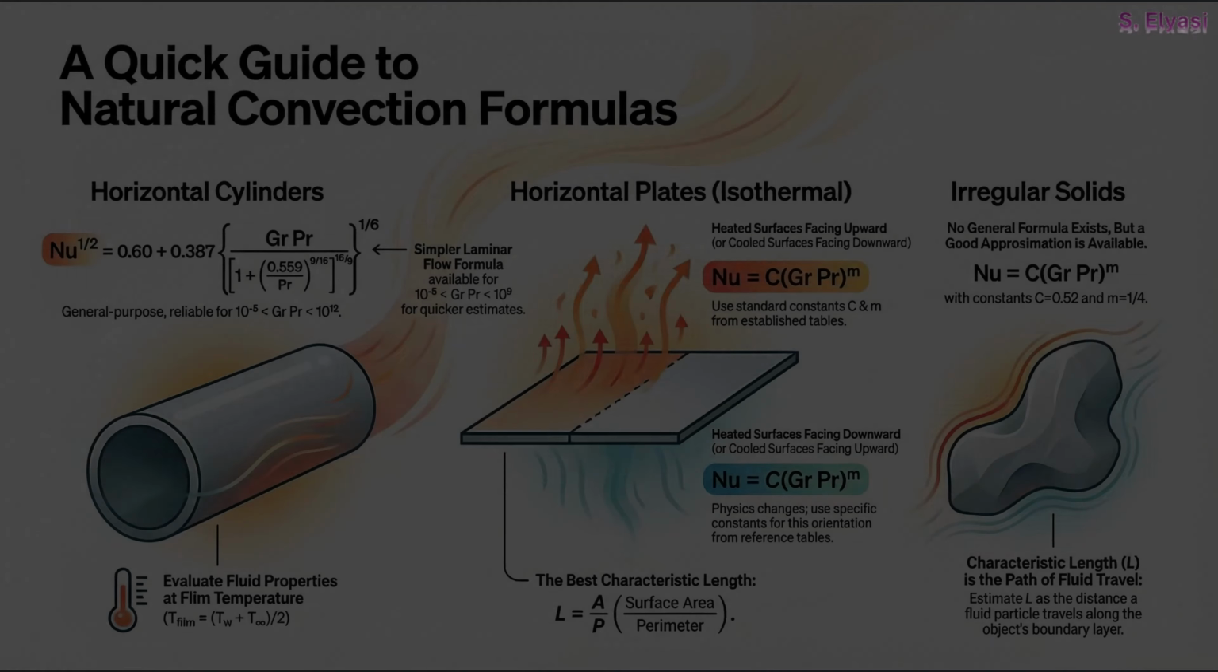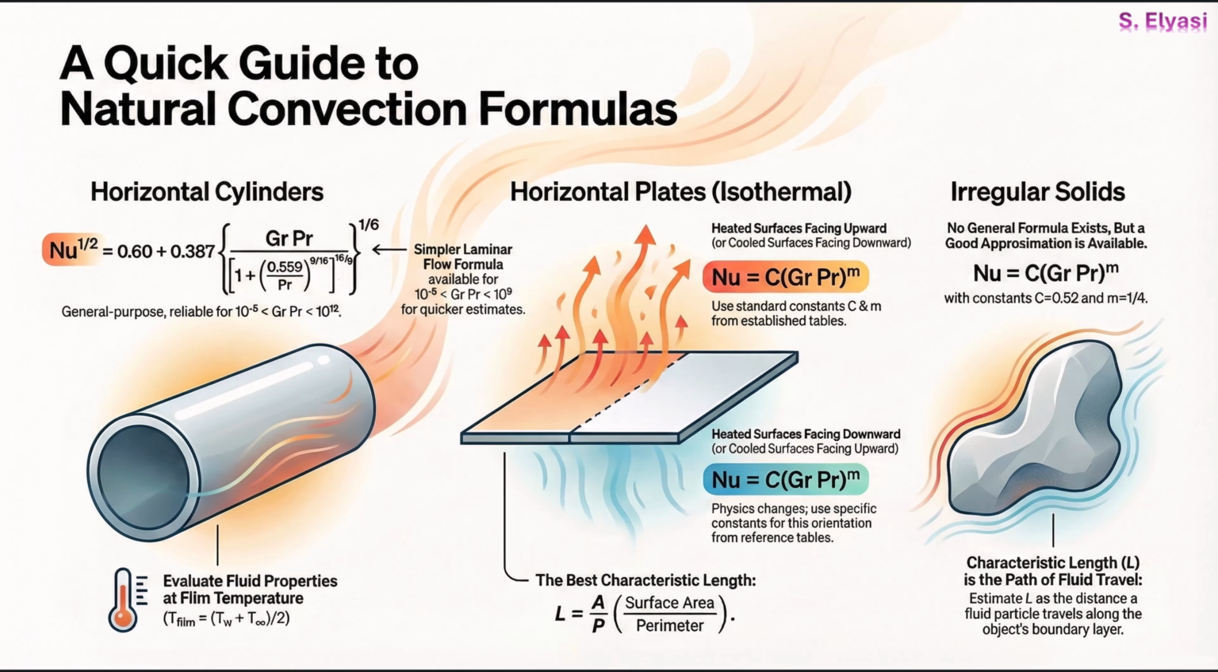All right, so these correlations are basically your go-to guides for modeling natural convection, heat transfer driven by density differences. And it all comes down to the object's shape. We're going to look at the formulas based on geometry and two critical inputs you've got to get right. It's all about the link between the Nusselt, Grashof, and Prandtl numbers, which tell you about the heat transfer, buoyancy, and fluid properties.